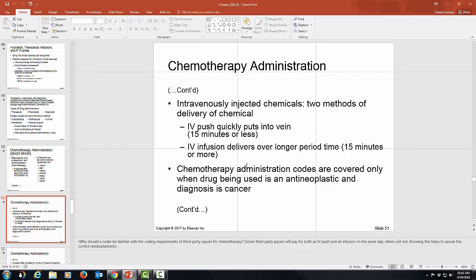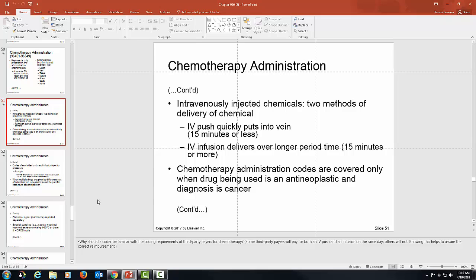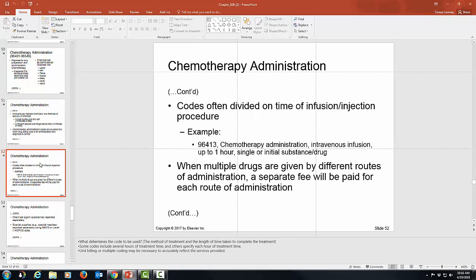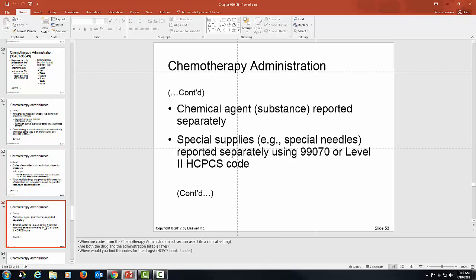Chemotherapy administration. So these IV drugs, there's 2 methods of delivery. The IV push, 15 minutes or less, or the IV infusion is over a longer period of time. You need to also pay attention if the provider needs to be there during this infusion, it's prolonged services. Okay? And if there's multiple drugs given by different routes, a separate fee will be paid for each route of administration. Chemical agents are reported separately.